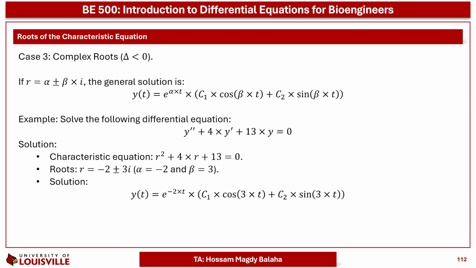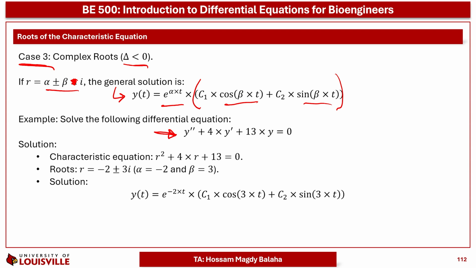The third case is where the discriminant is below 0, or less than 0. Case 3, simply the general solution would be like that, and r will be complex, alpha plus or minus beta i, and in this case the general solution will be the exponential of alpha t multiplied by C1 cosine beta t plus C2 sine beta t. Let's get this example.